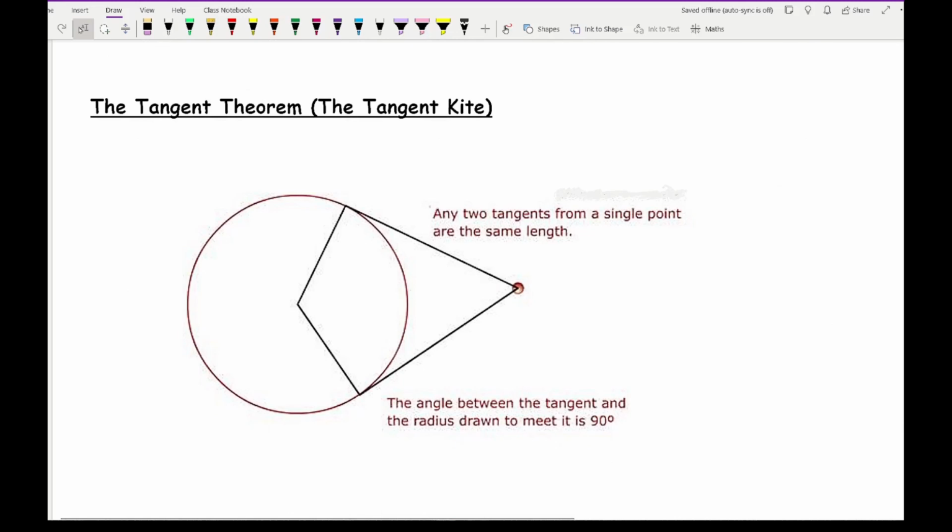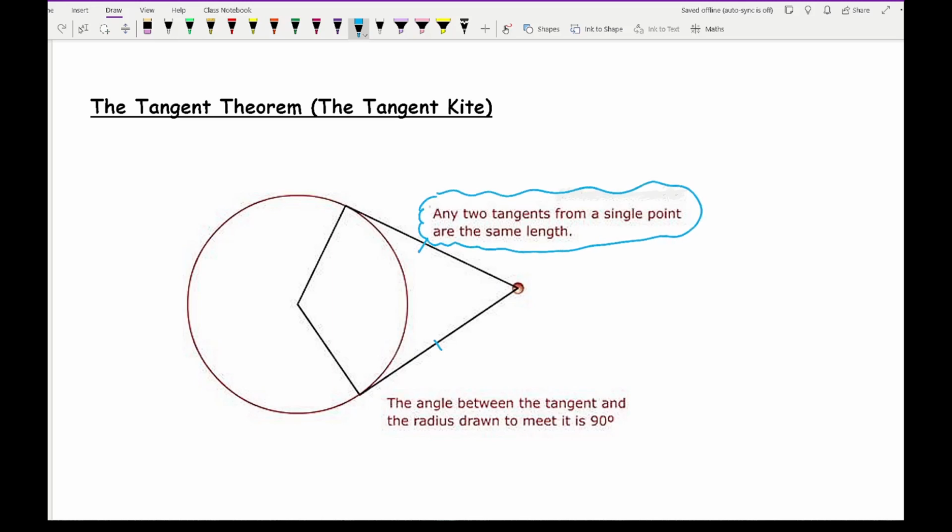Now the next circle theorem is kind of a combination of two. The one is that any two tangents from a single point are the same length. So if you pick a point outside of a circle and you join two lines so that they become tangents of the circle, then these two lengths here are going to be exactly the same.